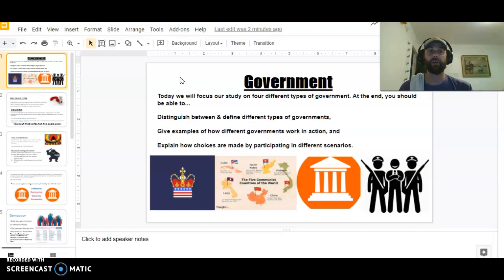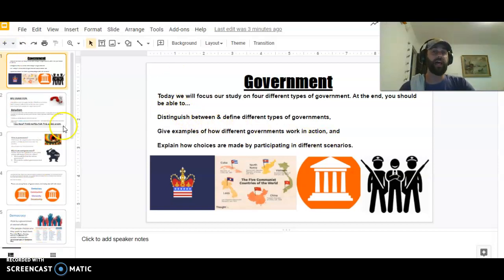So we're gonna go ahead and jump into government for today. One of the big tricky things I've noticed over the years is sometimes we get governments confused with economic systems. They're very similar, they go alike. You'll see that usually one type of government goes with a type of economic system. But again, I always kind of state our goals for our notes.